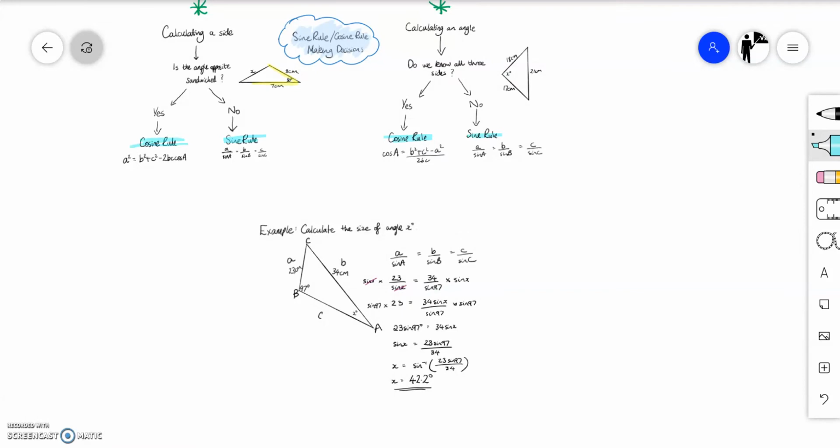Okay, when we're calculating a side or an angle, you need to be confident in how to use that. But today's lesson is all about making the decision. When do I use the sine rule? When do I use the cosine rule?